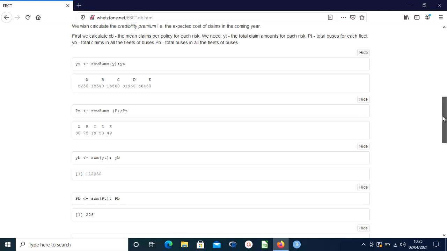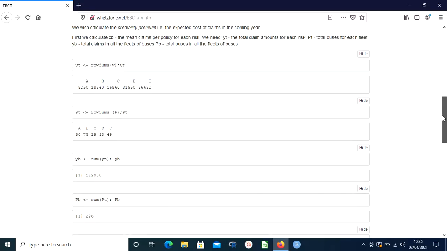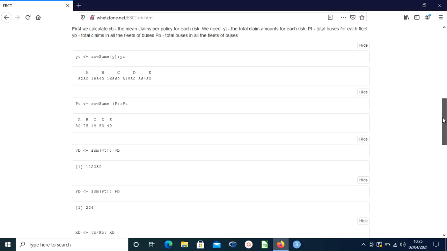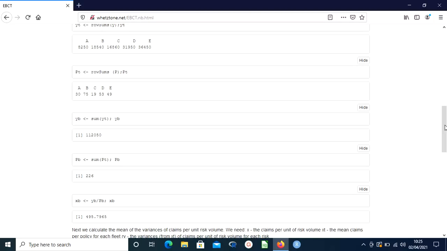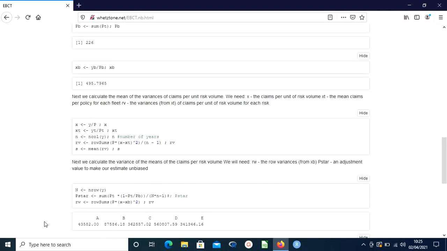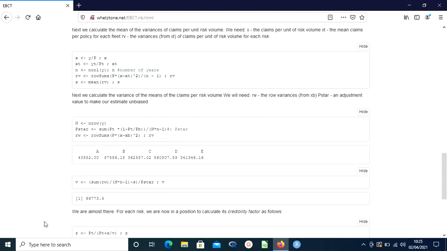After that, it's easy to find the mean claims per policy for each risk, because that was just YB divided by PB, and that gave us 495.7965. So the next thing we want to do is we want to calculate the mean of the variances of claims per unit risk volume.